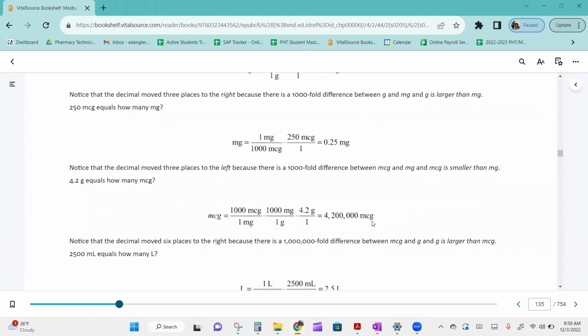So 250 micrograms equals how many milligrams? So we have that conversion factor of 1 milligram is 1,000 micrograms.